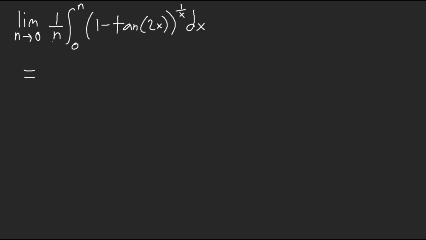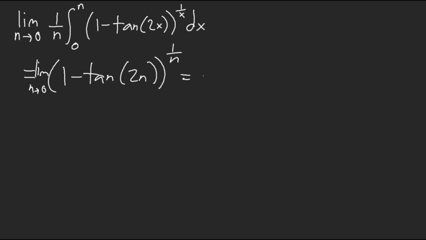All right, so the bottom is going to be 1, and if we differentiate, we get (1 minus tangent of 2n) to the power of 1 over n. Okay, and now, at this point, it's just a limit problem. And like I said, a function to the power of a function, use the log trick. Okay, we'll go ahead and do that.